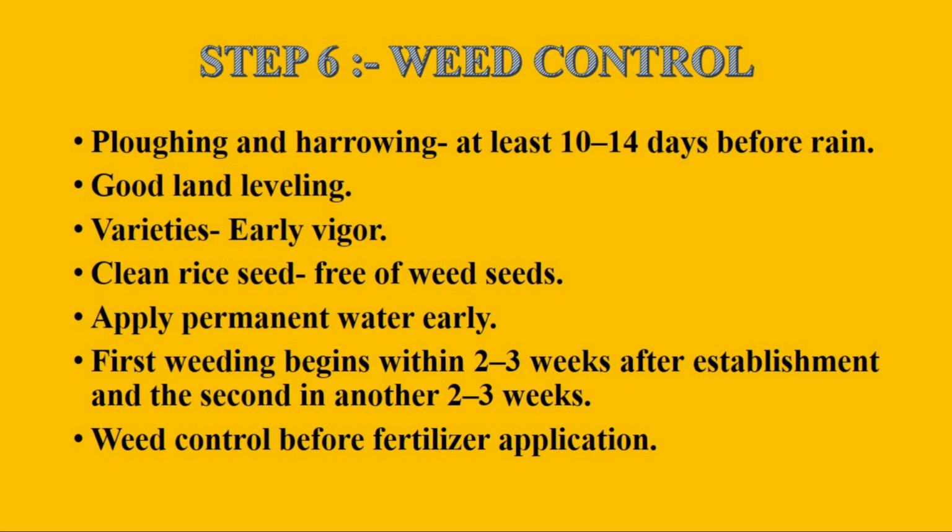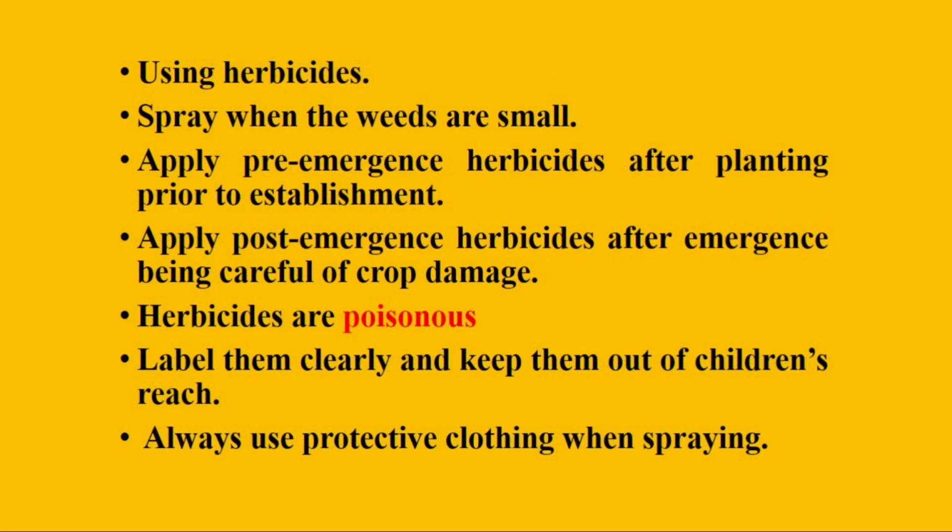First weeding begins within 2 to 3 weeks after establishment and second in another 2 to 3 weeks after first weeding. Weeds should be removed before fertilizer application. Identify the weed correctly and use appropriate herbicides as recommended on the label. Spray when the weeds are small. Apply pre-emergence herbicides after planting or prior to establishment of the crop. Apply post-emergence herbicides after emergence but be careful of crop damage.